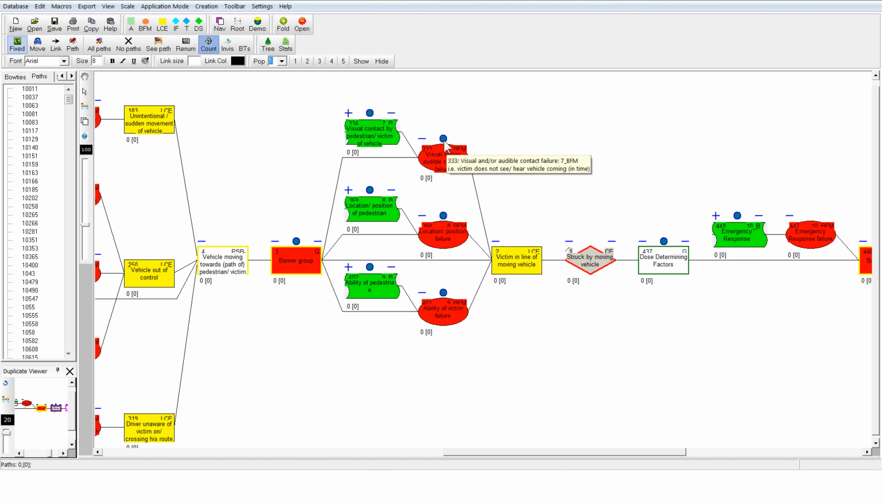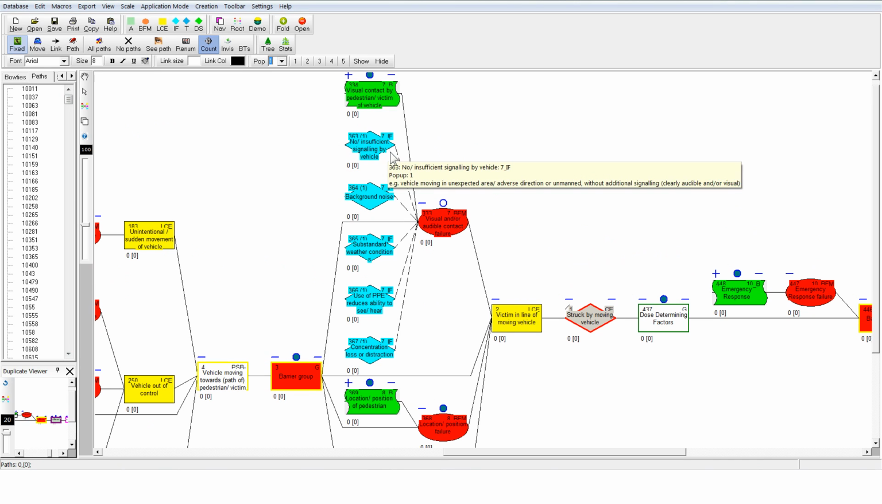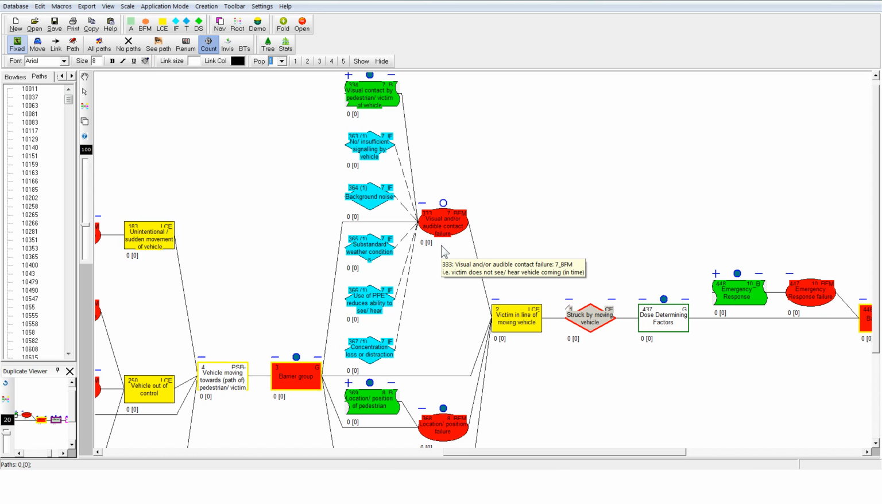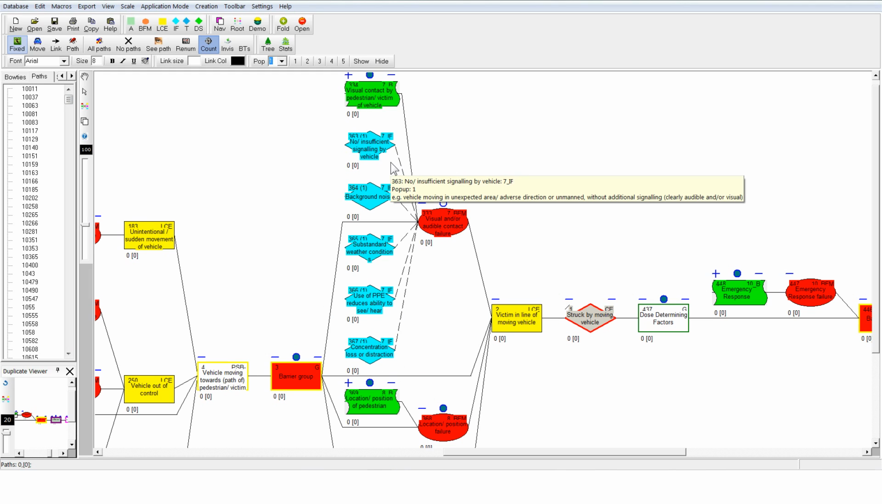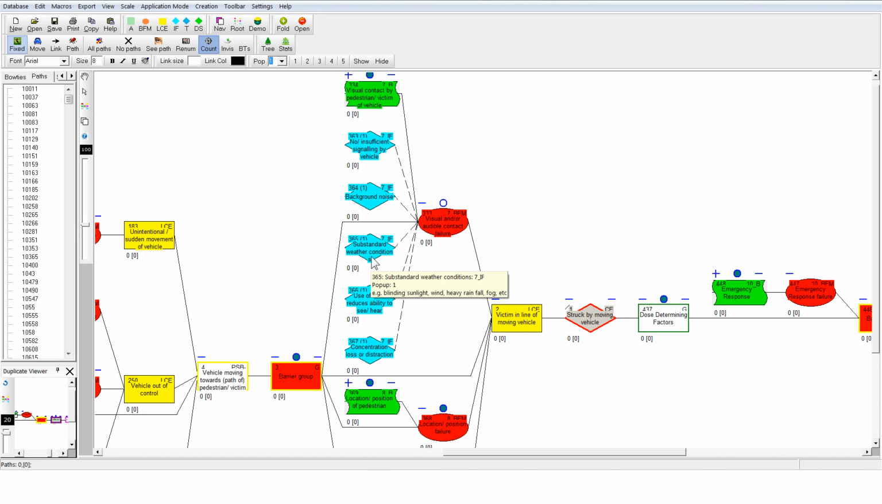First, we can see that branching off to the left from each barrier failure mode are the incident factor boxes, or IFs. The incident factors give more detail about how our barrier failed. If you imagine our failed barrier to be a hunk of Swiss cheese, then these IFs, such as the vehicle not signalling or insufficiently signalling, or poor weather conditions, these are the specific holes in the cheese.